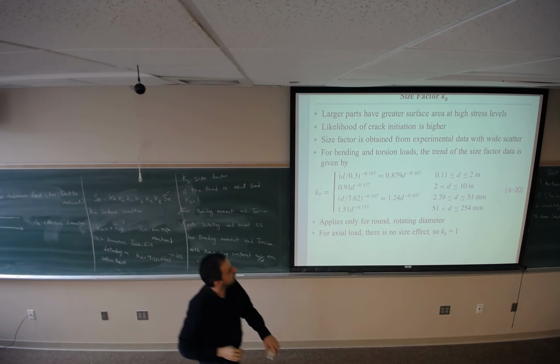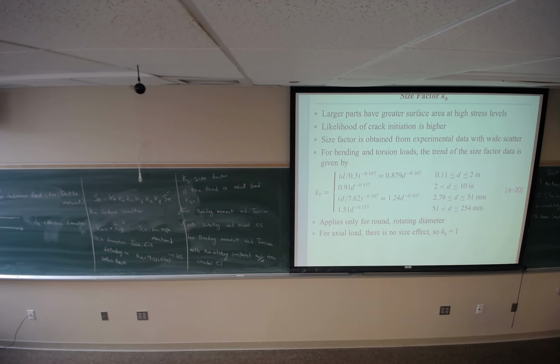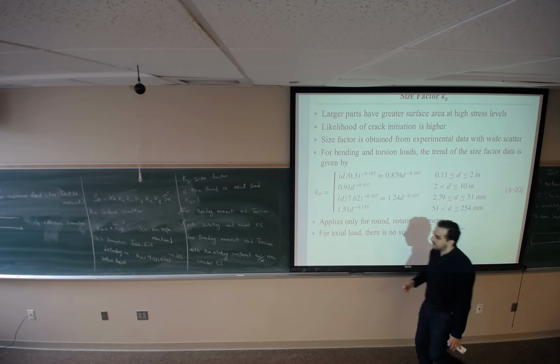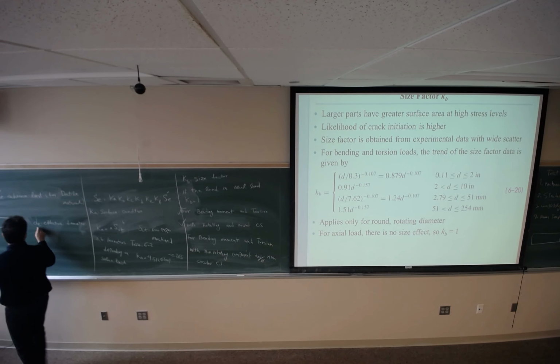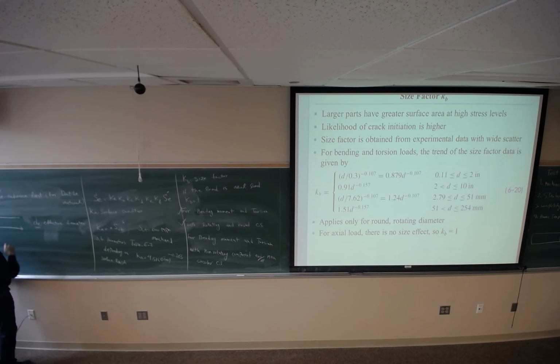So suppose you have a component with the circular cross section, which is under torsion, just pure torsion, and it's not rotating. You are going to use that equation, but you are going to use effective D, which is coming from table 6.3.